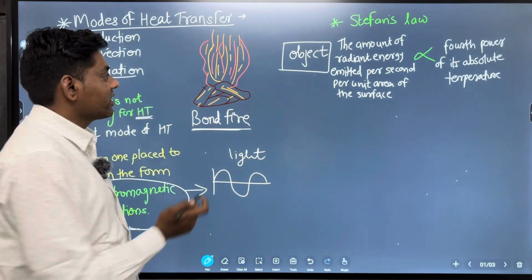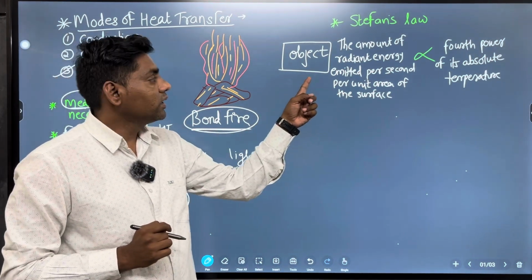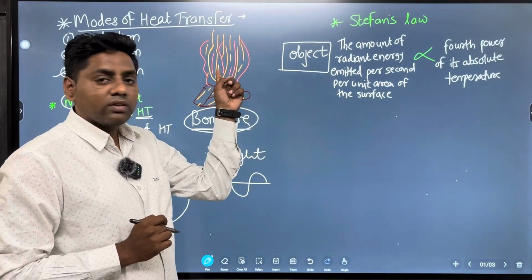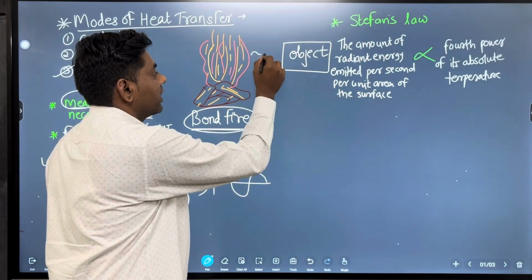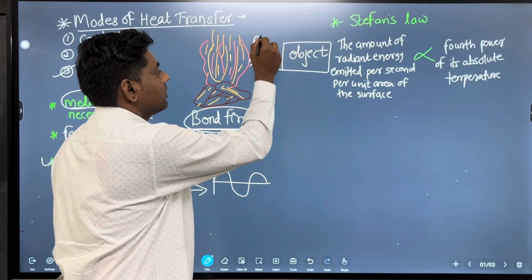Let's take one more example, that is a bonfire. The object receives heat from the bonfire in the form of electromagnetic waves.